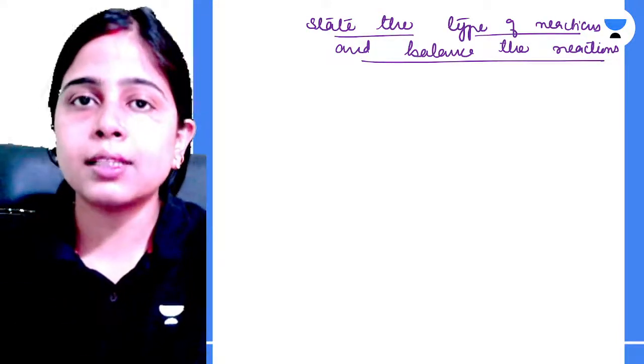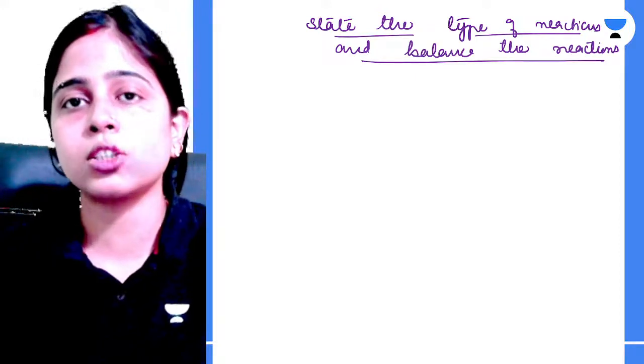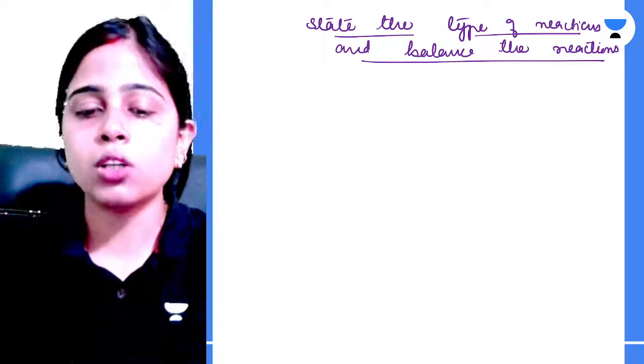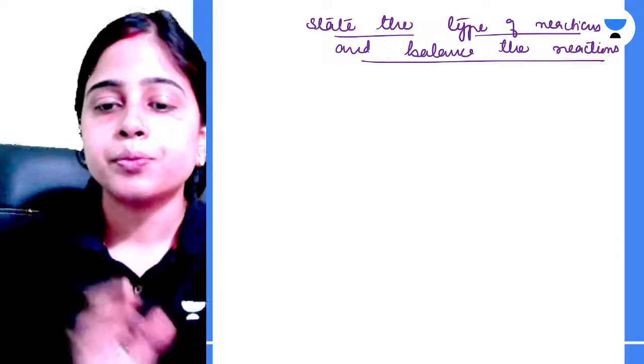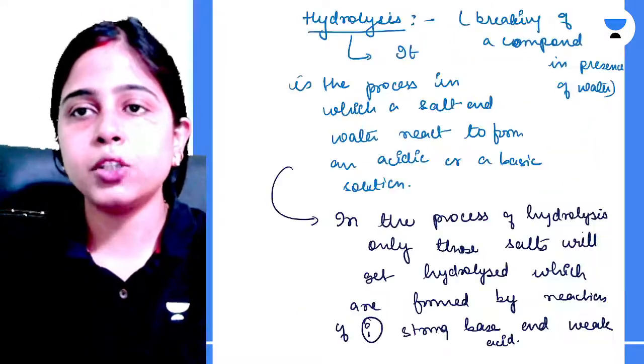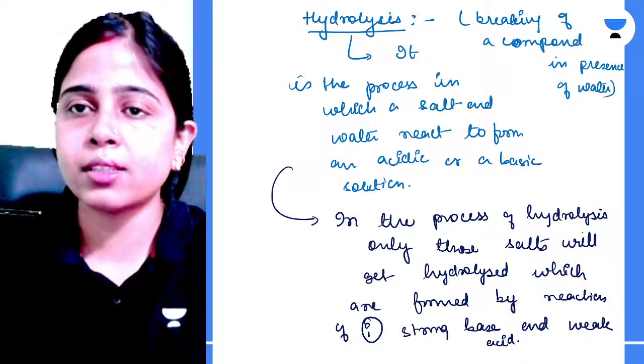So this is an example of double displacement reaction, and hence known as neutralization reaction, when your acids and bases react together to produce your salt and water. Clear? Now one more form of reaction we saw here, that is your hydrolysis. Hydrolysis generally means the breaking of a compound in presence of water.